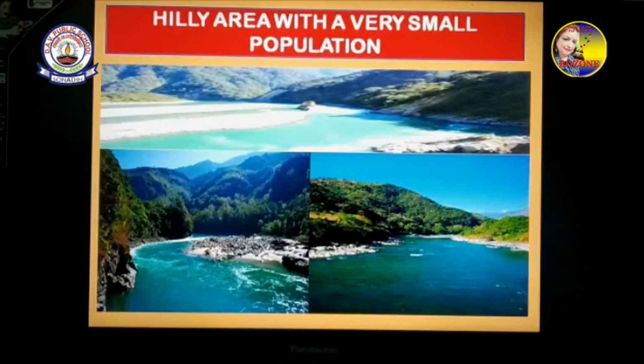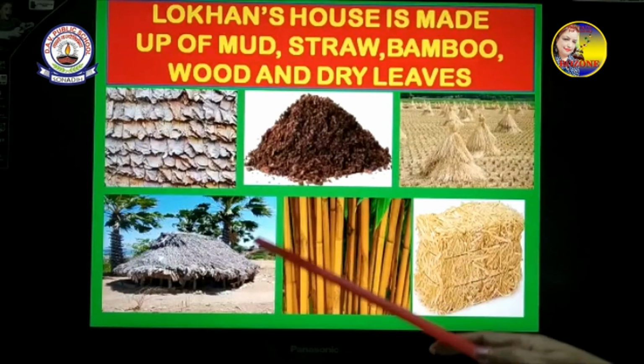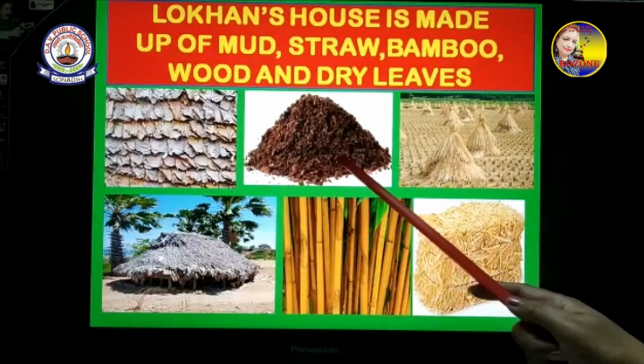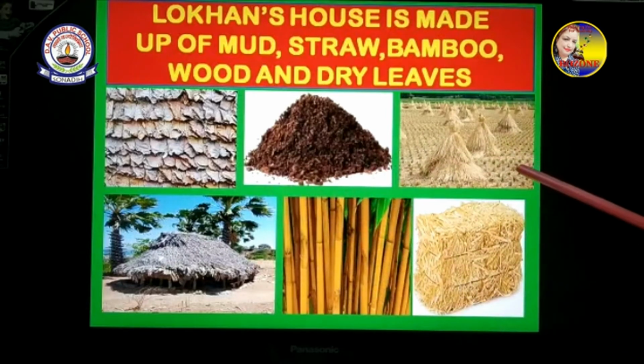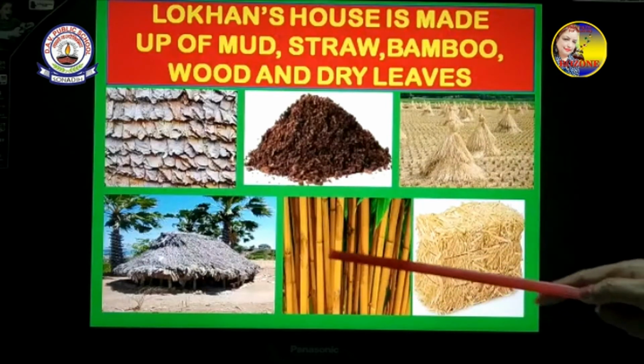living in this area. Now you see LOKHAN'S house is made up of mud, straw, bamboo, wood and dry leaves. So LOKHAN is living in a village, Dong, across the river. Which one? Dong. And there he has a house. His house is a hut made of mud, straw, this is straw, dry leaves and bamboo. So these are the dry leaves.